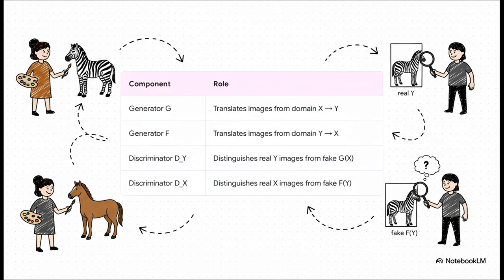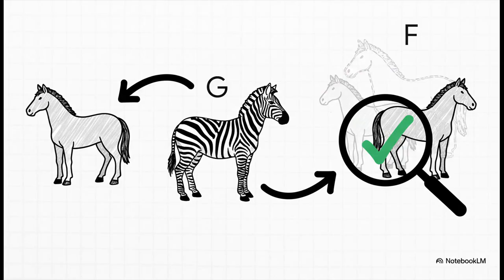One tries to paint horses to look like zebras, and the other one paints zebras to look like horses. And then you have two really sharp art critics. Those are the discriminators. And their only job is to look at images and tell if they're real or if they're fakes made by the student.